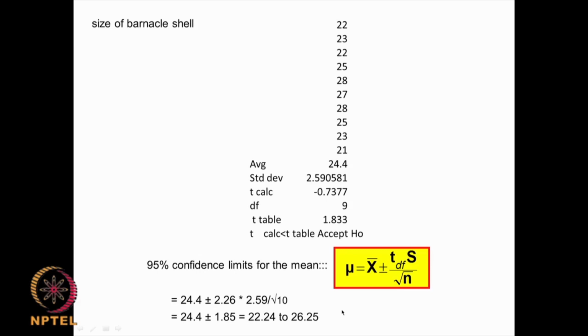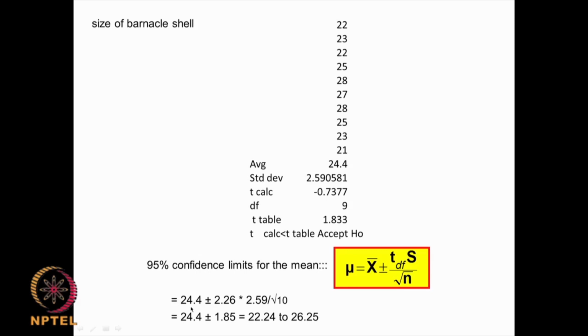So, T calculated is less than the T table. So, there is no reason for you to reject H naught at this condition. What you can say is there is no statistical reason for saying that South Indian barnacles are of smaller size. So, South Indian barnacles come from the same population of 25 mm.